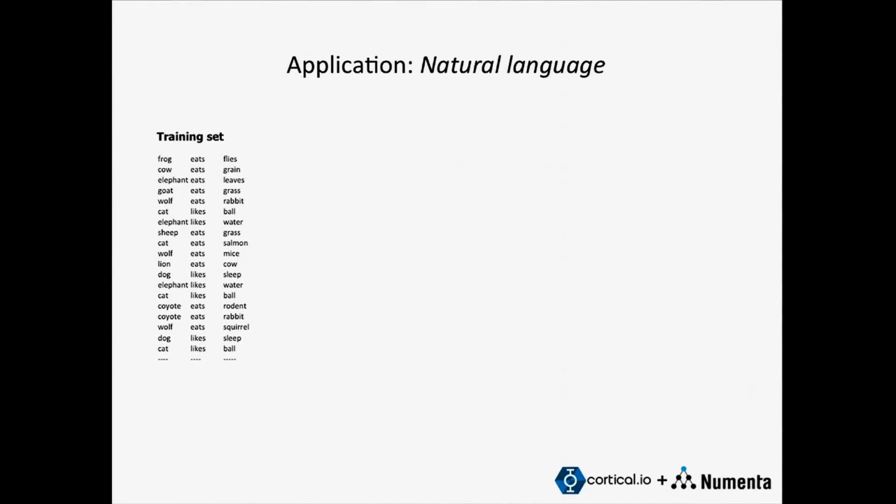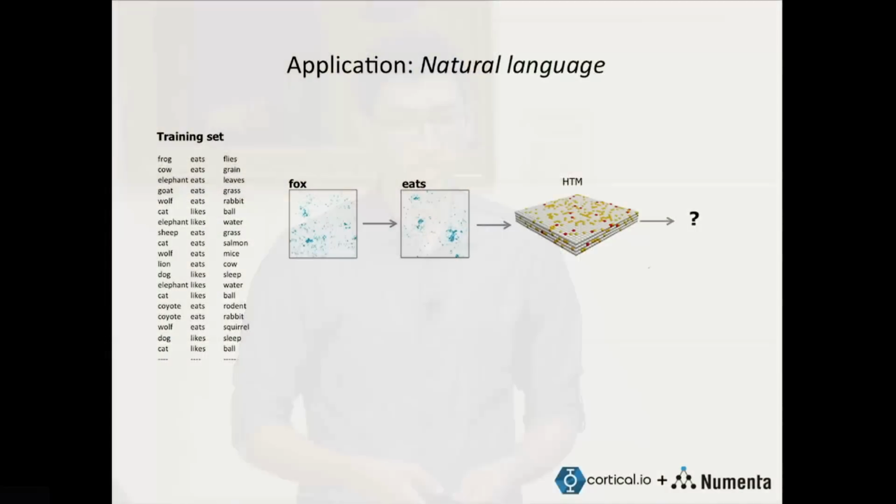But remember that when you feed in these words, the HTM is just seeing SDRs. It doesn't know anything about words. In the same way it knew nothing about geospatial data, it's just seeing SDRs, but it's learning the transitions between these SDRs. So after training on this training set, feeding these sequences, we asked it to do something interesting. We fed in the SDR for fox, and then the SDR for eats, and asked it to predict what the next thing would be.